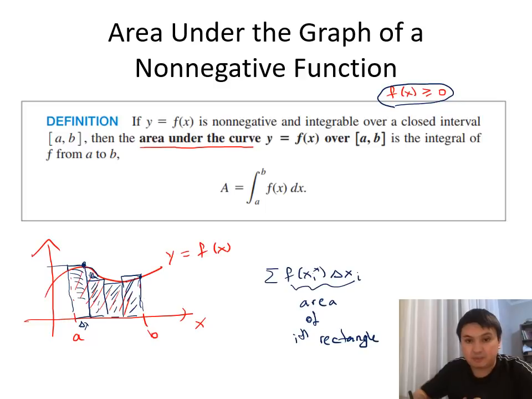However, what was the integral? The integral is I split the AB into n pieces, right?